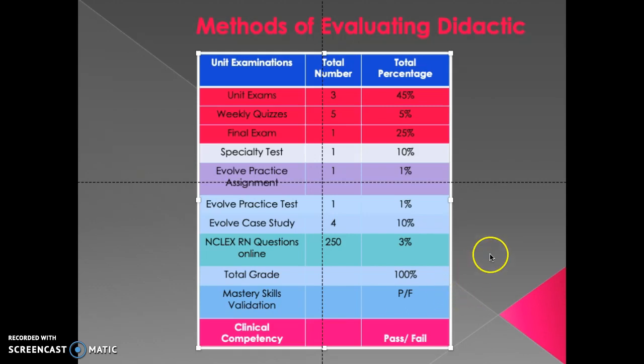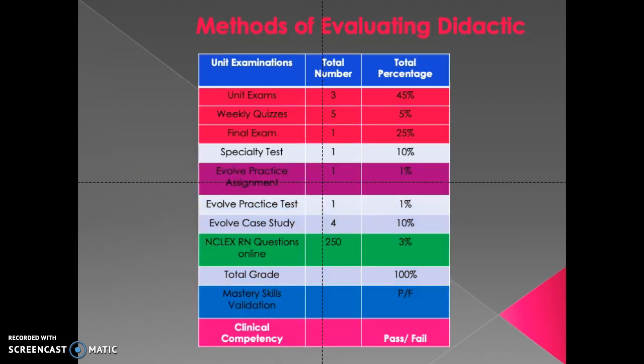You have the Evolve practice assignment, which is 1%, the Evolve practice test, which is 1%, and you have the Evolve case study, which is worth 10%, and you have NCLEX RN question online 250, which is worth 3%.